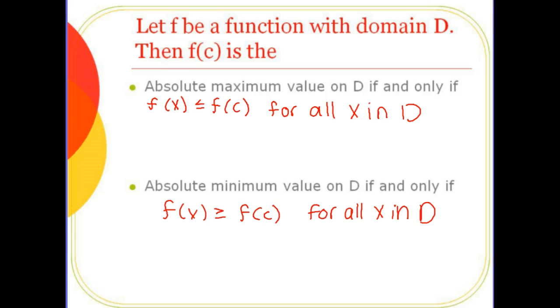If f is our function with domain D, then f of c is the absolute, and absolute is an important word, max, if and only if all other f of x's are less than or equal to f of c for all x values in D. Conversely, f of c is the absolute minimum value on D if and only if all f of x's are greater than or equal to f of c for all x in D.